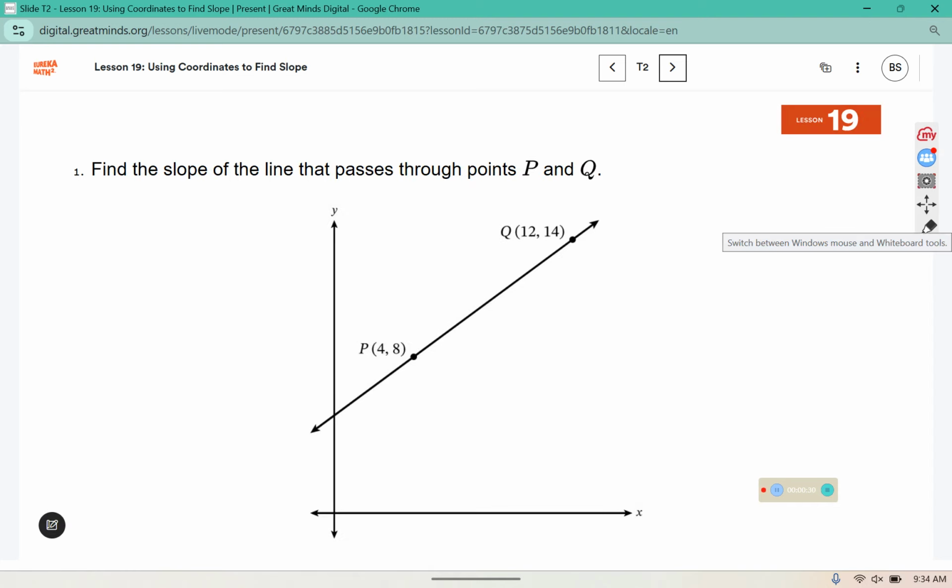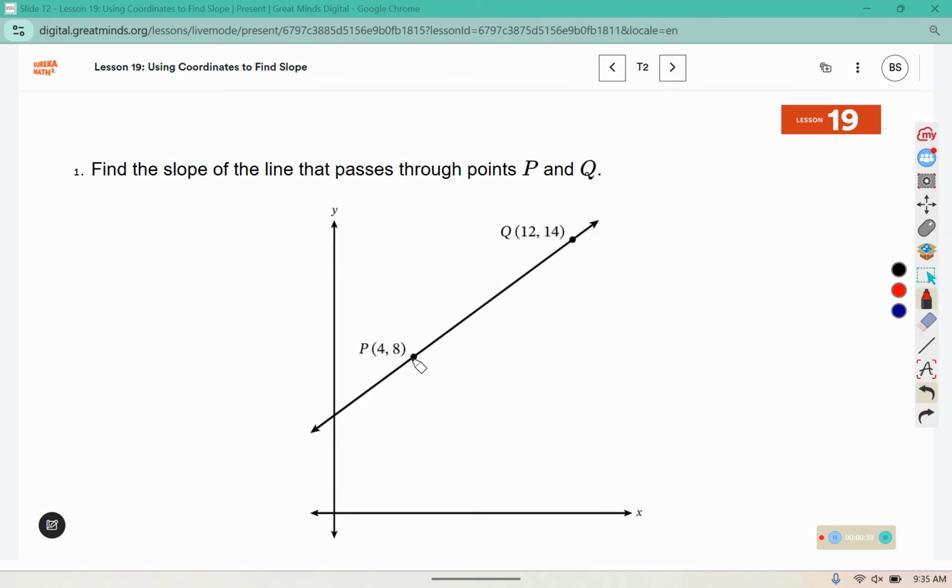Find the slope that passes through the points P and Q. Keep in mind we go up or down and then over. So in this case, we're going to go up and then over. With the points here, we have 4 and 12 as our x values, and then we have 8 and 14 as our y values.